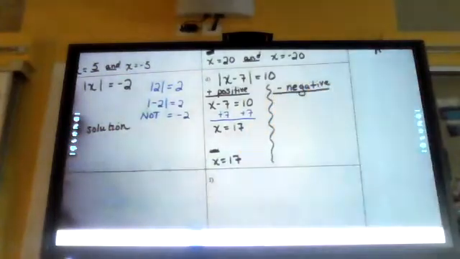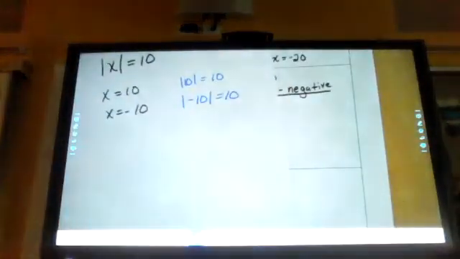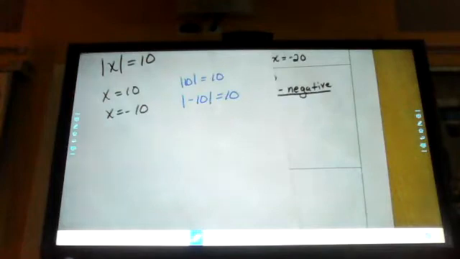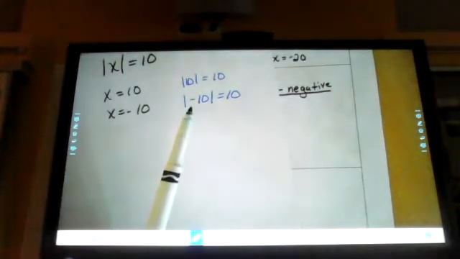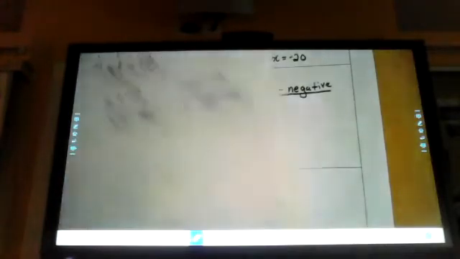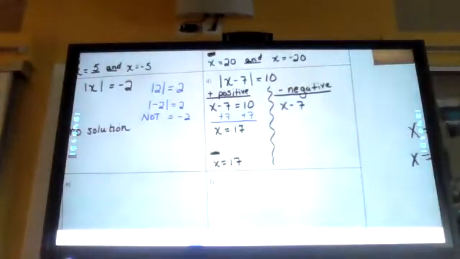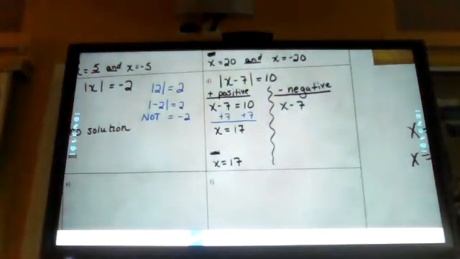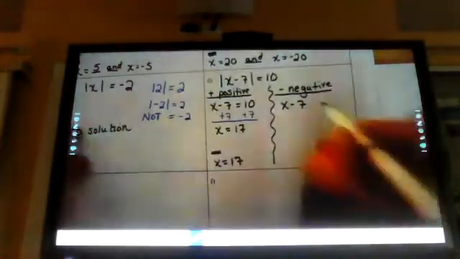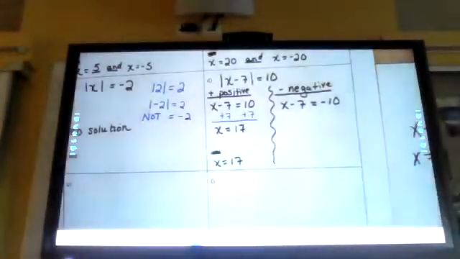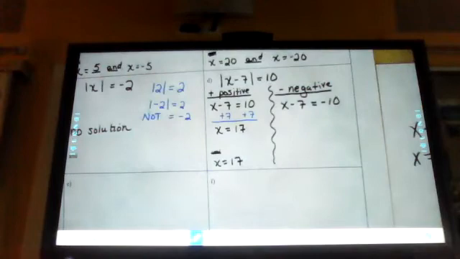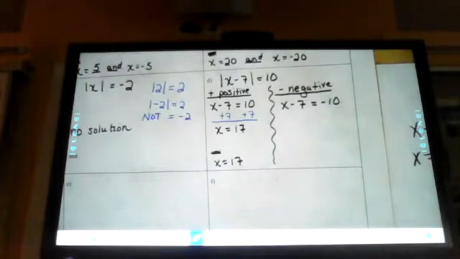And here's the negative case. Remember, I'm trying to force the inside to be negative 10, because if I can force the inside to be negative 10, the absolute value of negative 10 is 10. So all I do is I take what's on the inside, X minus 7. Notice I didn't change what's on the inside. But this time, I'm trying to force it to be a negative 10. Notice that's the only difference between the positive and negative case. One is set to 10, one is set to negative 10.